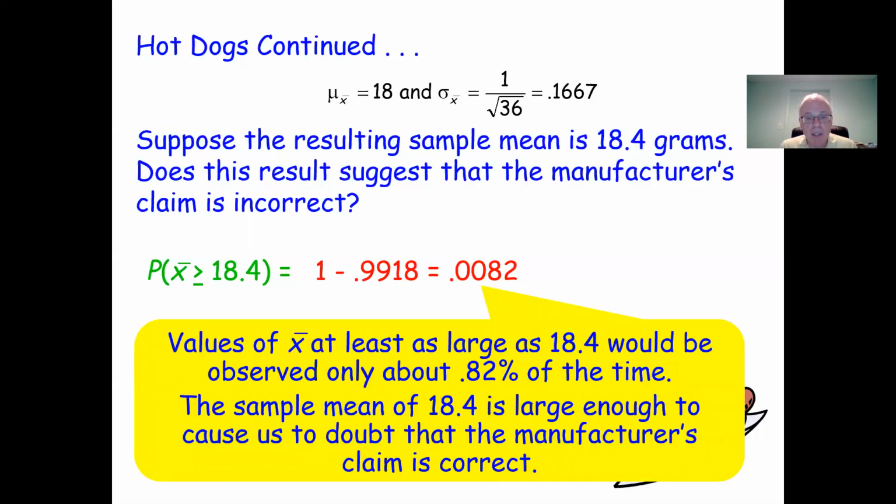All right. So as I said here, the sample mean of 18.4 is large enough to cause us to doubt that the manufacturing claim is correct. Again, this type of reasoning, I'm not going to test you on this now, obviously, but it will be tested later when we do hypothesis testing. This is the type of reasoning we'll be using later.